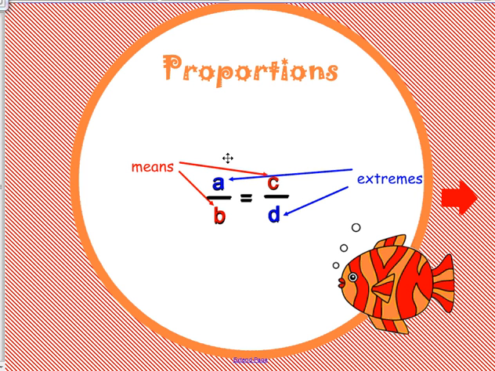So if I want to find out if these two ratios are proportional, I can multiply A times D and B times C, and if they are equal to each other, then they are proportional. Yay! I think we understand what ratios and proportions are.